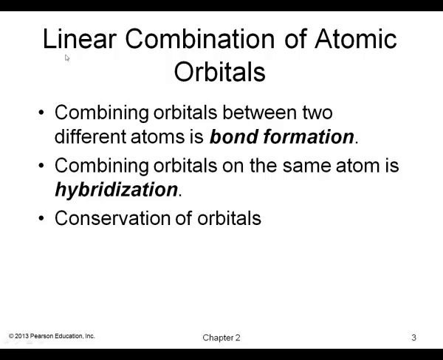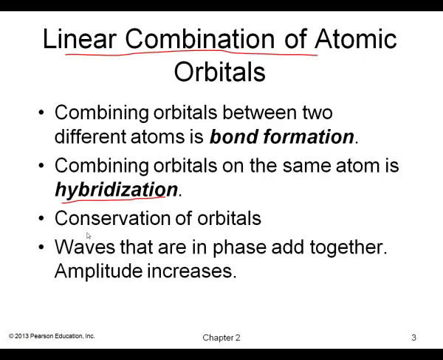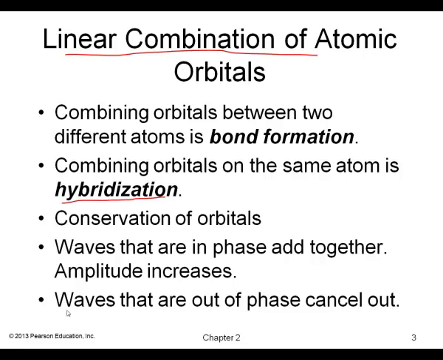Here's just talking about linear combination of atomic orbitals. When we combine orbitals between two different atoms, we get a bond that forms. When we combine orbitals on the same atom, we get hybridization, which we'll be talking about later in this chapter. There's a conservation of orbitals. Waves that are in phase and add together, the amplitude increases, whereas waves that are out of phase, adding together, the amplitude decreases. And if they are exactly out of phase with each other, then they will cancel out, and so give you a node.